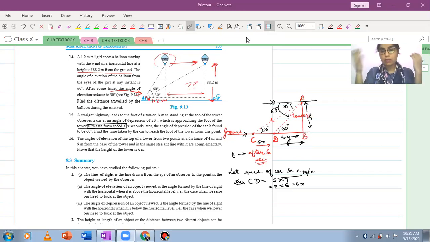So those who are doing it without the speed actually are doing the same thing, but they're just dealing with the distances as such. So let's just write down.